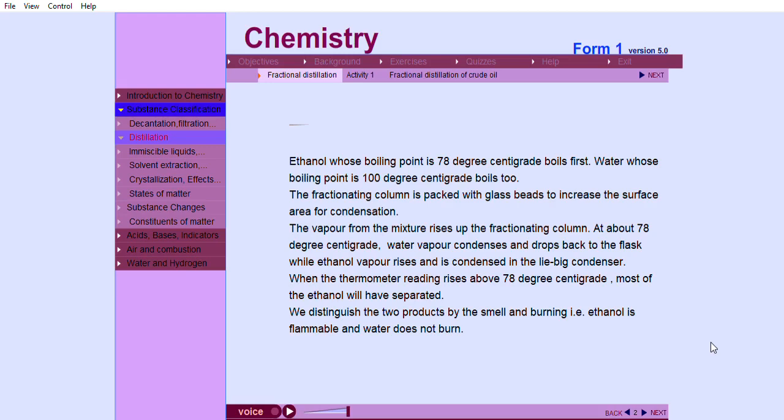When the thermometer reading rises above 78 degrees centigrade, most of the ethanol will have separated. We distinguish the two products by the smell and burning. That is, ethanol is flammable and water does not burn.